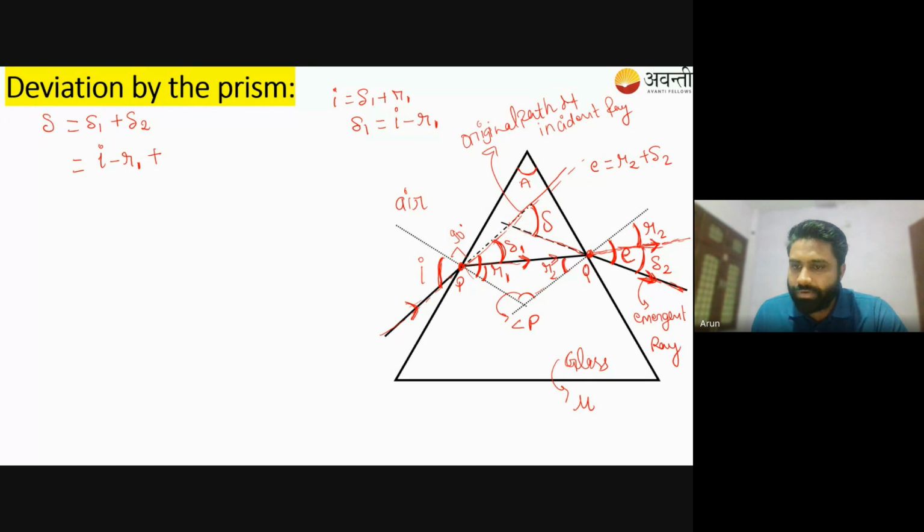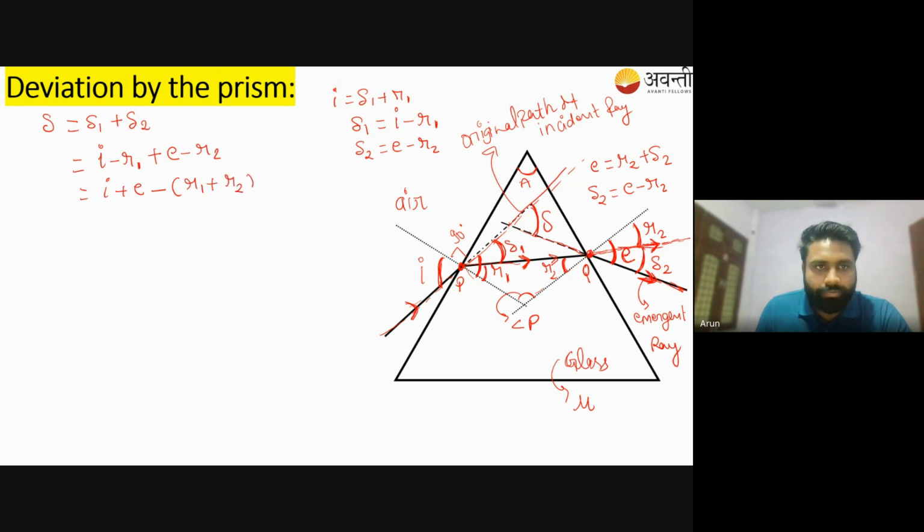If you have any doubt, you can write it in the chat box. You will see it is very simple. From here, delta 2 is E minus R2. So we have delta equals I plus E minus R1 plus R2. This is equation number 1. Now we have to replace R1 and R2 also.